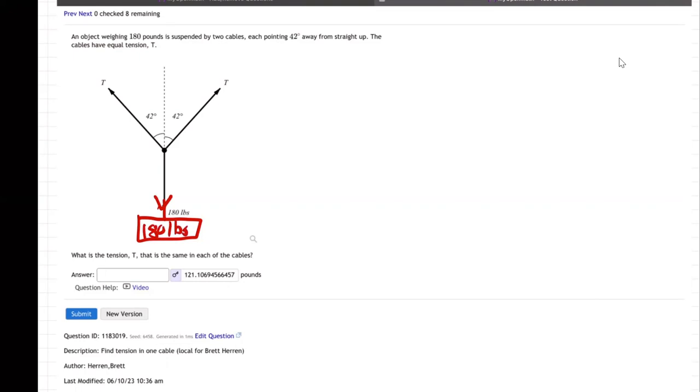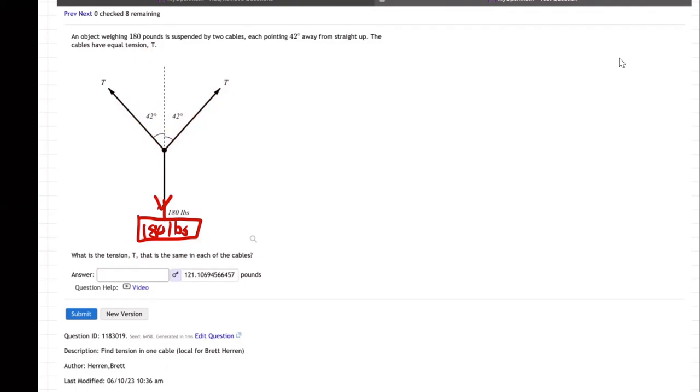And it's pulling straight down. And they're holding up that object by one rope going this way and another rope going that way. Both these ropes have the same tension T, and that's what they want us to figure out. What is T? What is the tension in the cable? How tight are both those cables? It says they're equal tension. The cables have equal tension T, and they're both at a 42-degree angle holding up this 180-pound weight. Okay, so how do we do this?